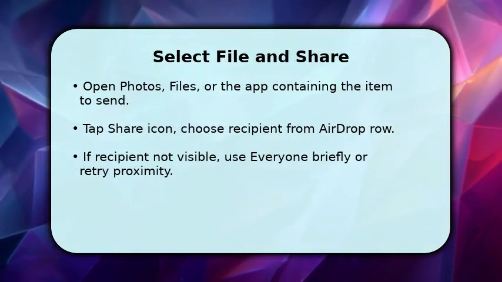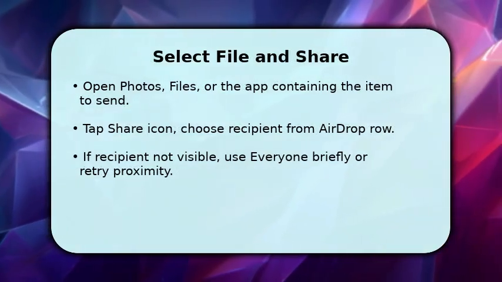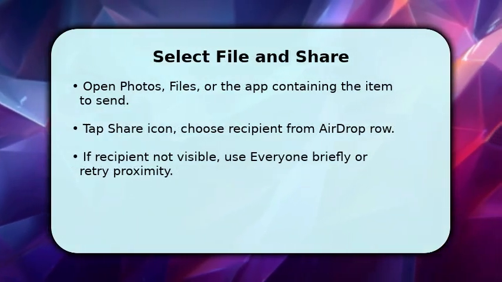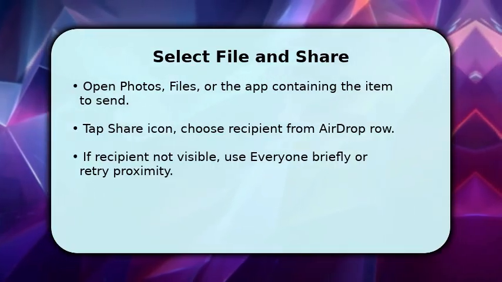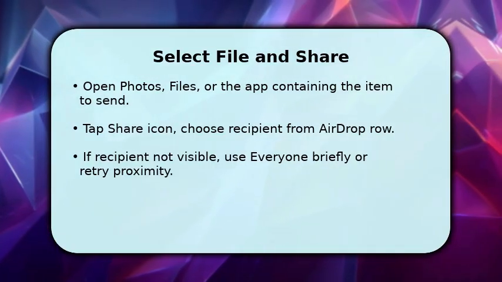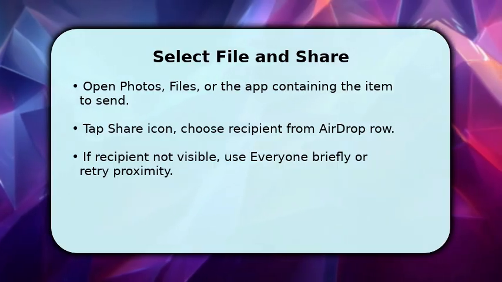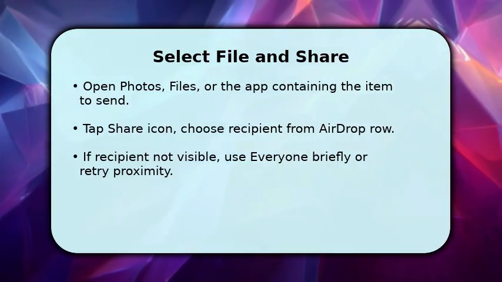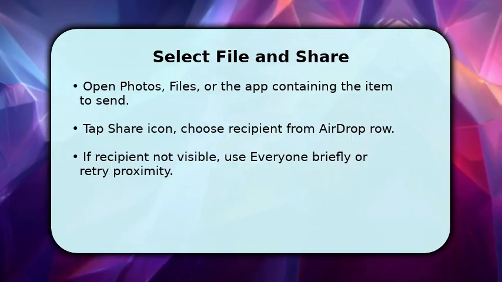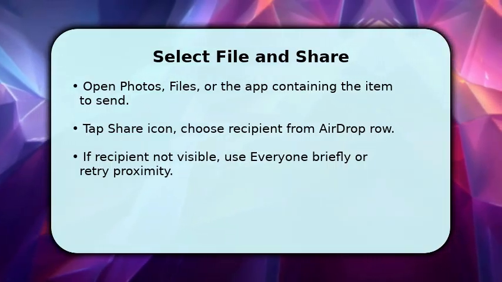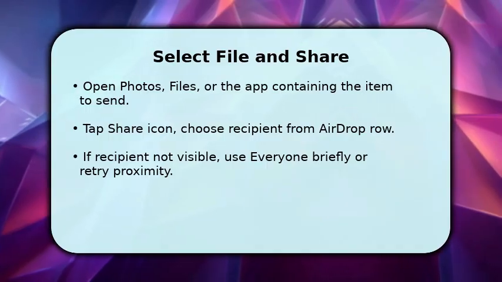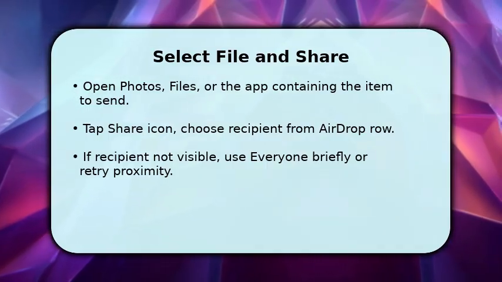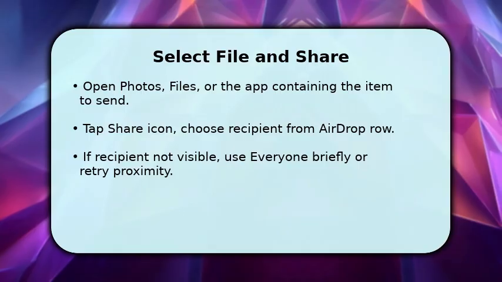You then locate the file, whether in Photos, Files, or another app, and tap the Share icon. In the Share sheet, you'll see an AirDrop row showing nearby devices. Choose the recipient's device name. If you don't see them, move closer, make sure their device screen is awake, and briefly switch your AirDrop setting to Everyone if appropriate. The phone uses Bluetooth to negotiate and Wi-Fi to move the data, so once the handshake completes, you'll see a progress indicator. Stay patient until it finishes.